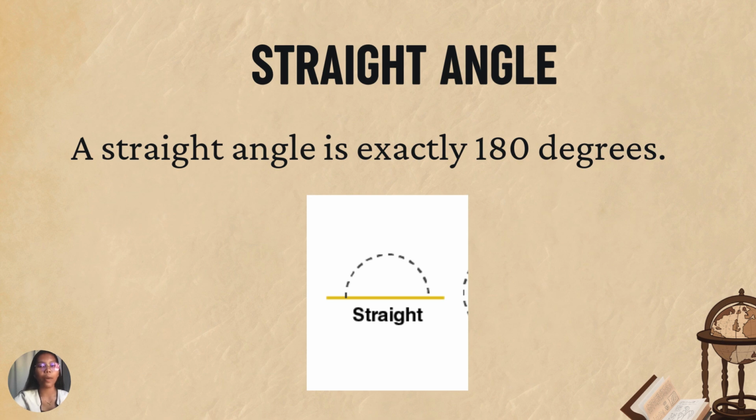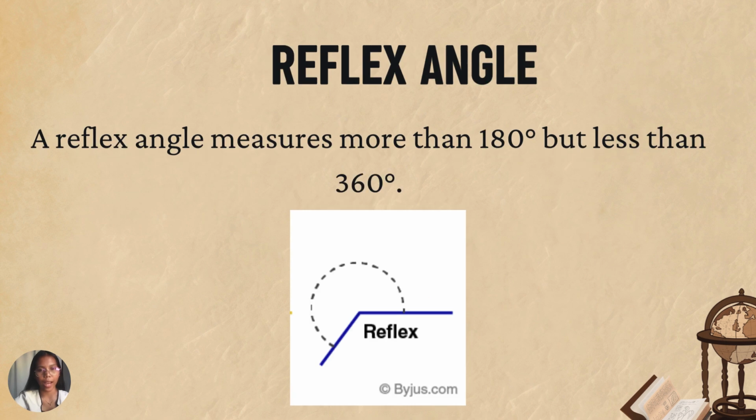For example, the hands of a clock at 6, it's a straight line. A balance scale when perfectly level. That is an example of a straight line.